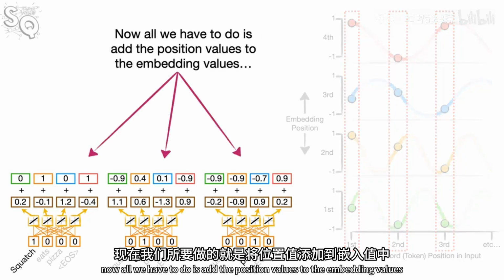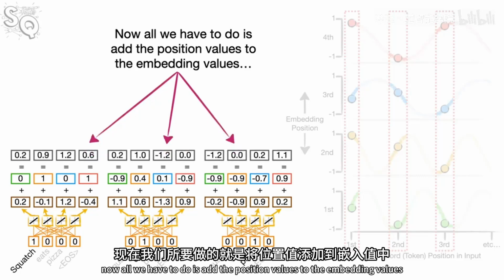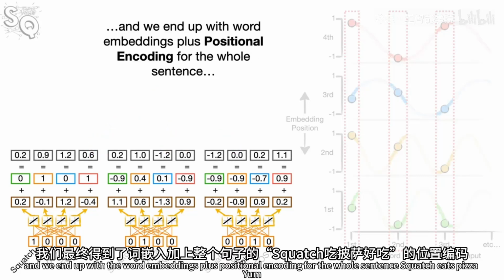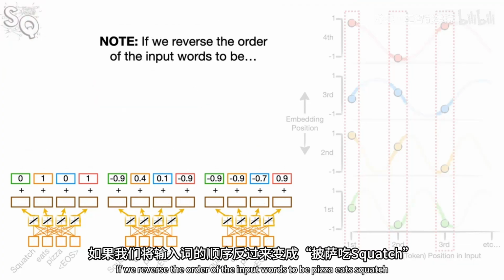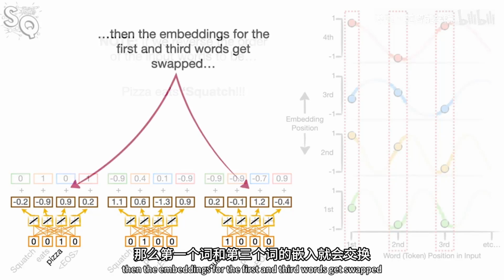Now all we have to do is add the position values to the embedding values, and we end up with the word embeddings plus positional encoding for the whole sentence. "Squatch eats pizza." Yum.